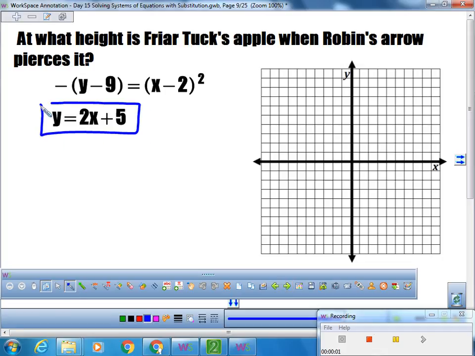Let me graph this one first. So this is a line, right? It's linear. So y equals 2x plus 5. I'm going to go up 1, 2, 3, 4, 5. And up 2 over 1, up 2 over 1. Down 2 over 1. That's the line.